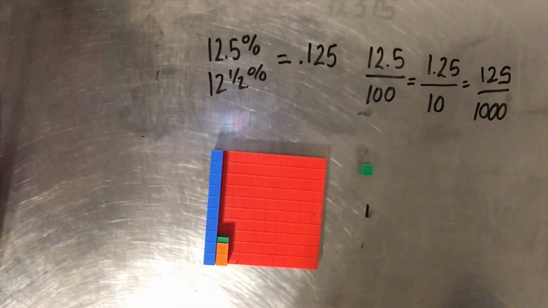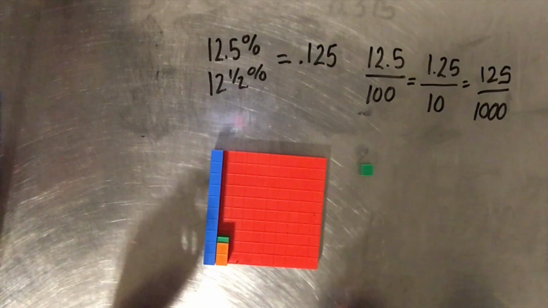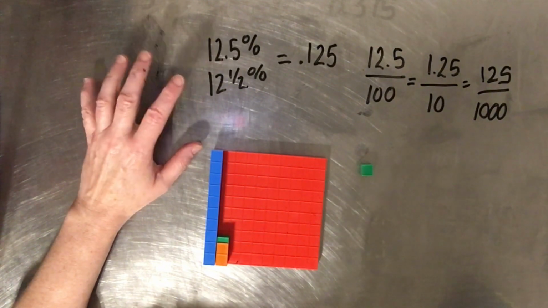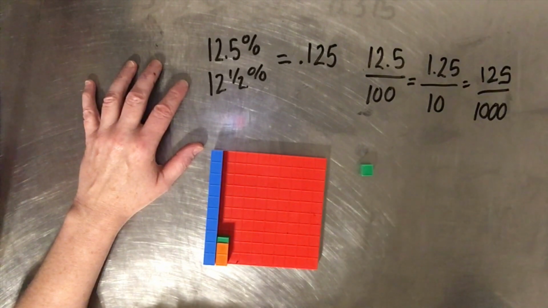Now, one of the things that I teach kids, and it really, really helps, is that things can be the same, but they can look different and they can sound different. They can have different names and yet still be the same.